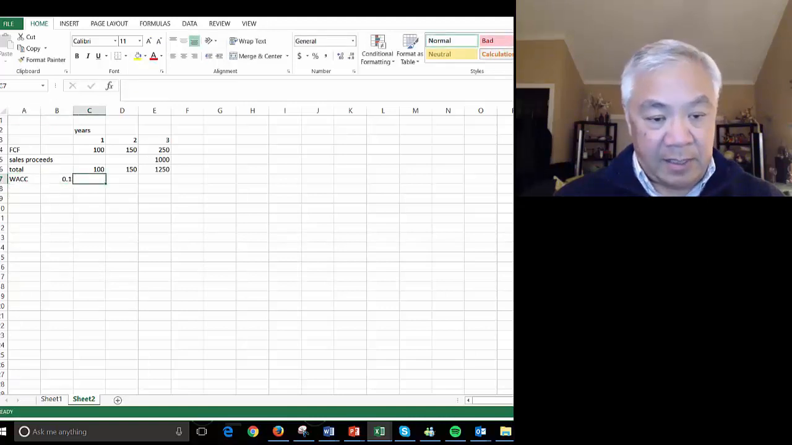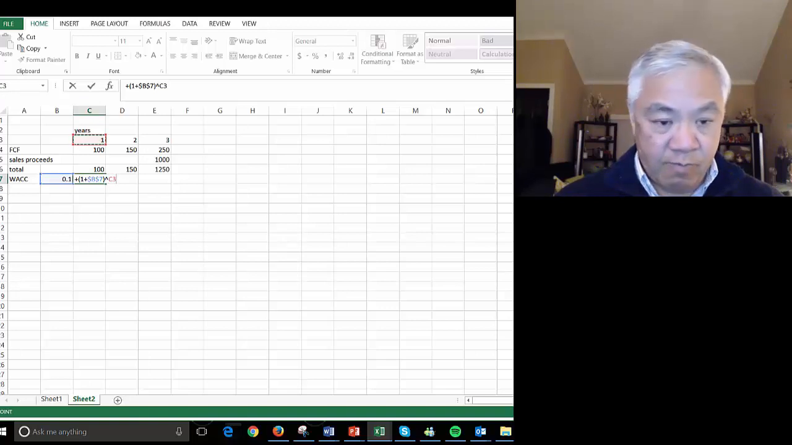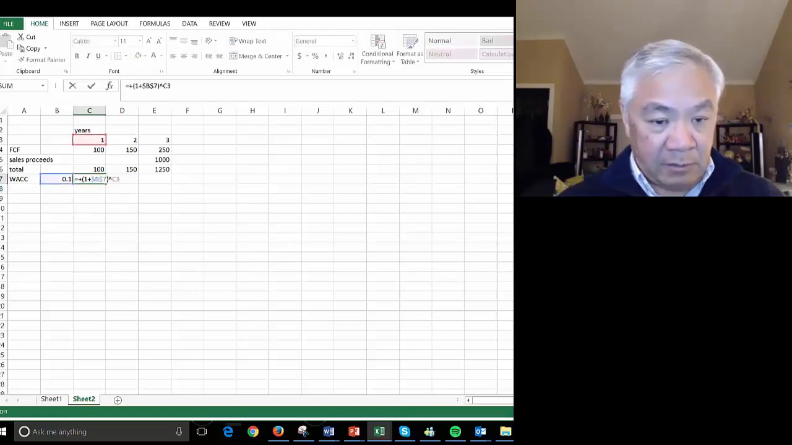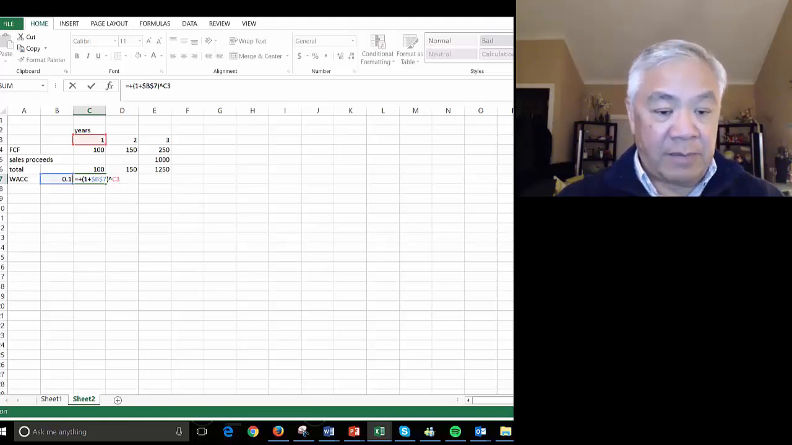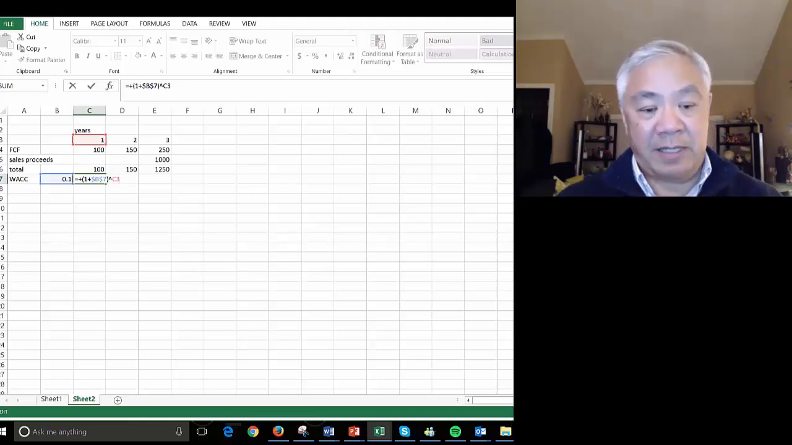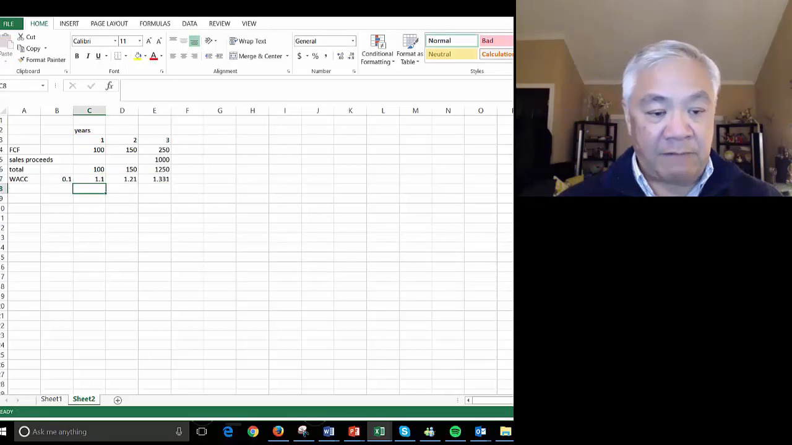Now the factor, again, is plus, open parens, 1 plus the WACC. Let's lock that down with an F4. Close parens, caret is the power of, and power of 1 for year 1. Okay, so let me go through that one again slowly. 1 plus the WACC, which is absolute reference, $B$7, close parens, raised to the power of C3, which is the first power. By using references, we can now copy this formula. That's why we do it this way, rather than hard coding numbers. So copy over, and now we have the right factors.